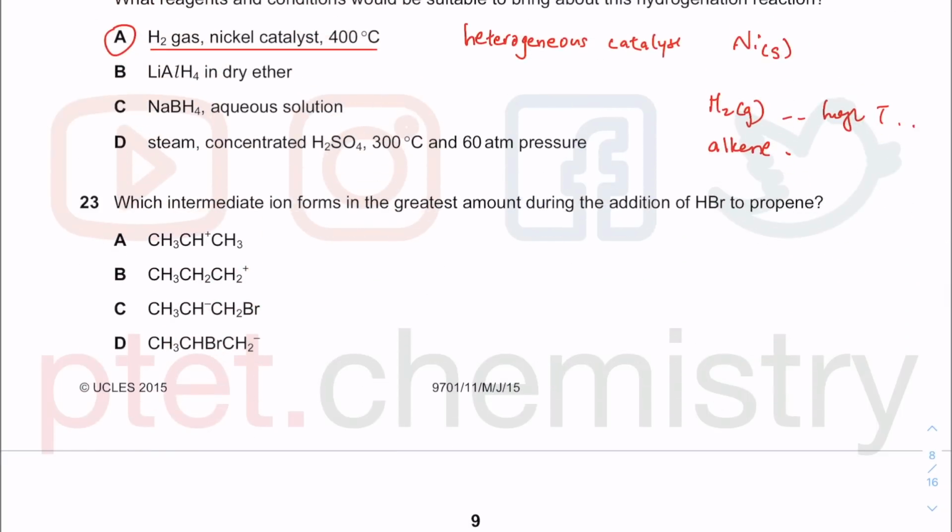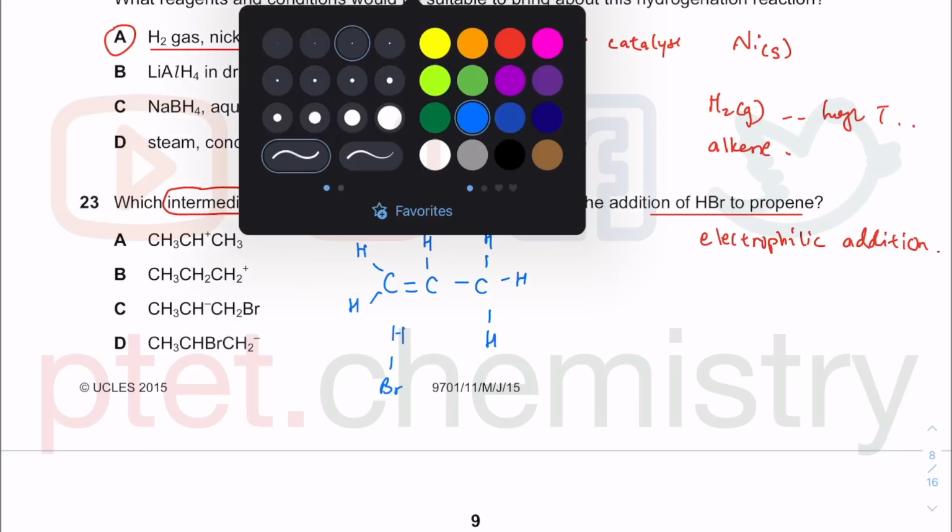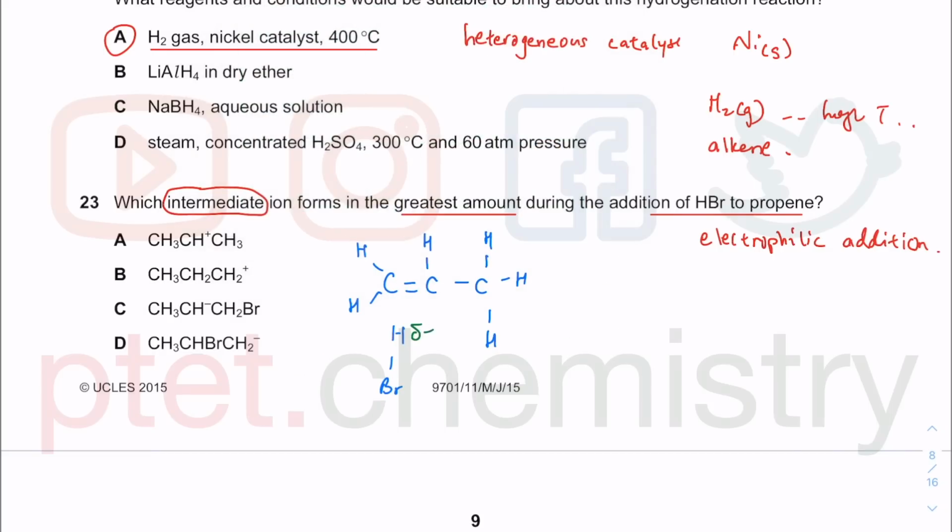Question 23, which one forms in the greatest amount? They want the intermediate ion, and this is addition of HBr to propene. So you know this is electrophilic addition mechanism. If I draw out, it's better because you see what is going on. So always attempt to draw out and see it for yourself. It's very rare that I draw a display formula, but I'm just going to draw it here so that it's clear. The first thing I do is label dipoles.